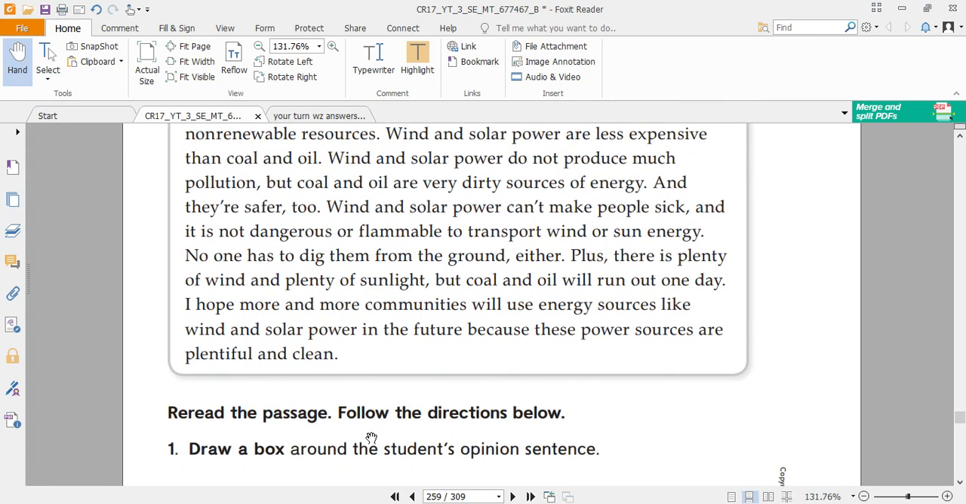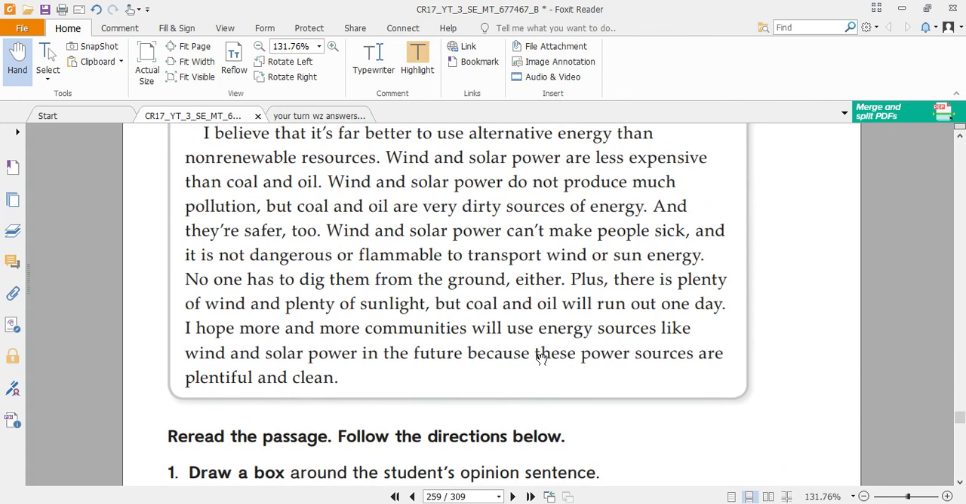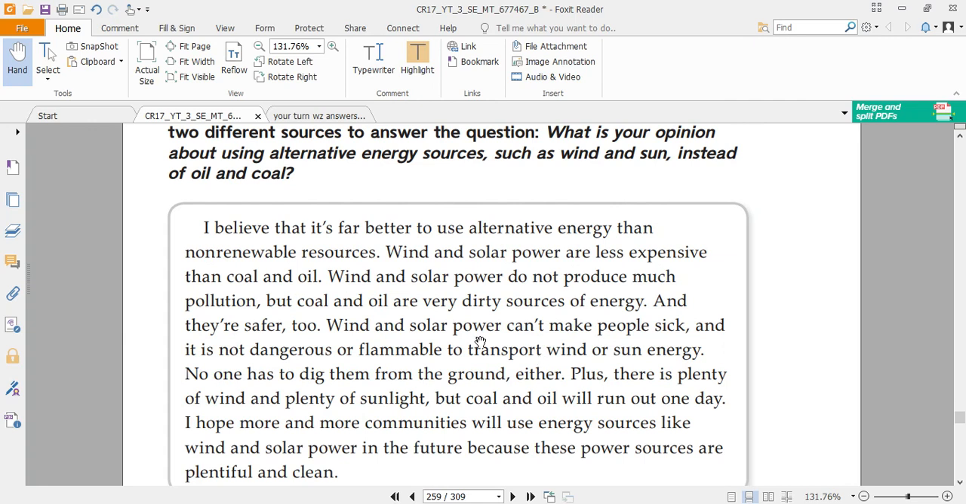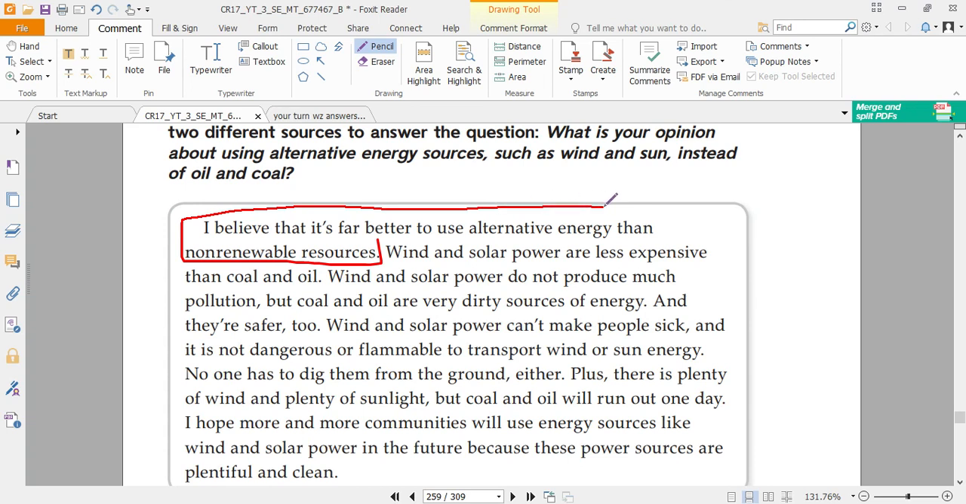First question, draw a box around the student's opinion. So when you say your opinion, you start your sentence with I think or I believe. So where's the sentence that has an opinion here? I believe that it's far better to use alternative energy than non-renewable resource. So let's draw a box here around the opinion. So again, the opinion always starts with this beginning, like I think or I believe.